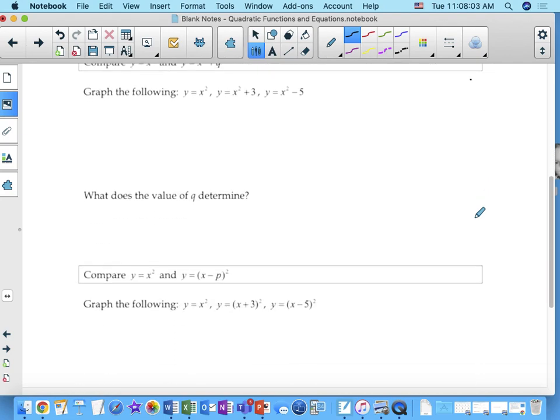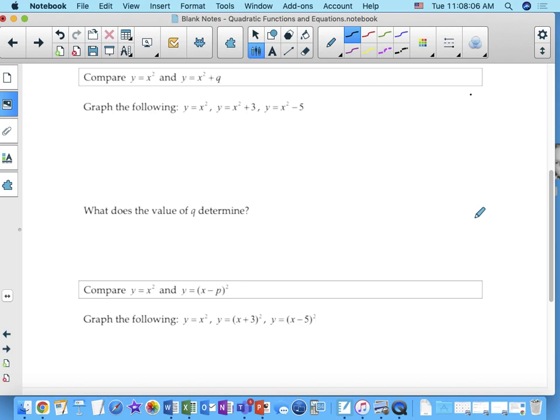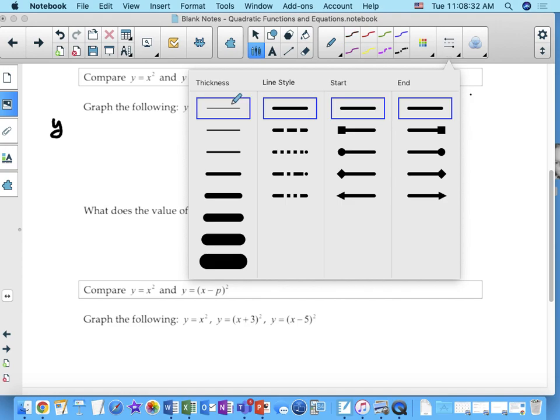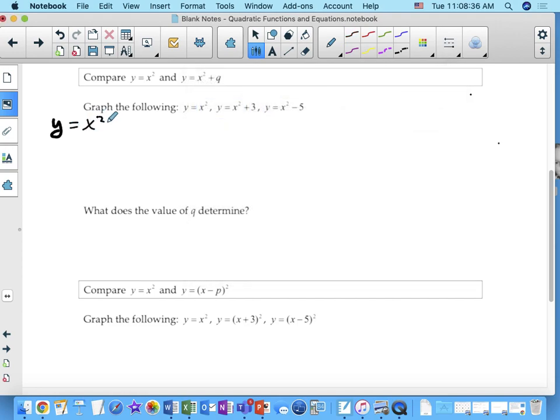Okay. Graph the following. Y equals x squared, y equals x squared plus 3, and y equals x squared minus 5. So we're just going to graph y equals x squared by hand, and then we'll use technology to look at the other two and see what happens and how they compare. Okay? So let's look at a table of values. And let's just do that for y equals x squared. Okay, so let's look at -2, -1, 0, 1, and 2. Okay, so if y equals x squared, if x is -2, what's -2 squared?